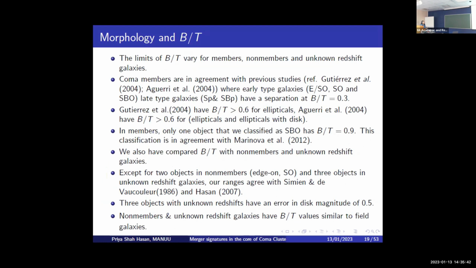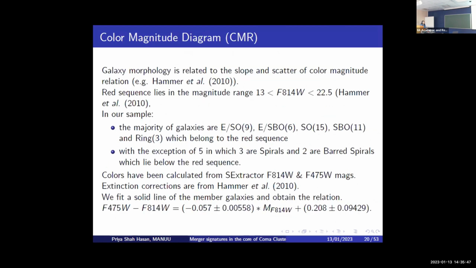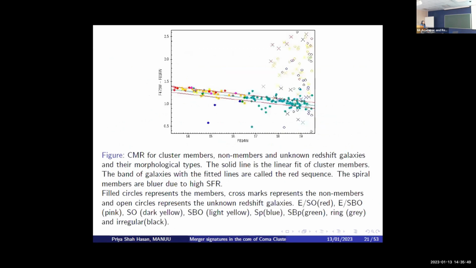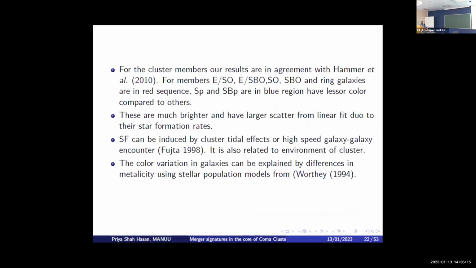We also try to correlate the morphology with the B by T ratio, which I showed you on the previous slide. We plotted the color magnitude diagram for these. So you typically see that these are the members, which are different morphological types. They are mentioned over here. The red is ESO, SPO is pink, then you have yellow, and then the blue and green ones are the spiral galaxies, these ones which are over here. These guys are the dwarfs, these cyan ones. And the ones with crosses are the non-members. So you can see that this quite neatly occupies this region of the color magnitude diagram.